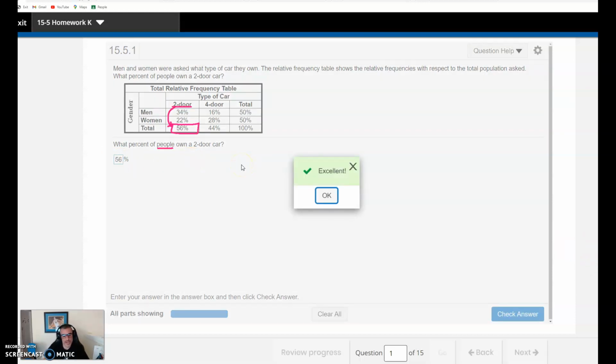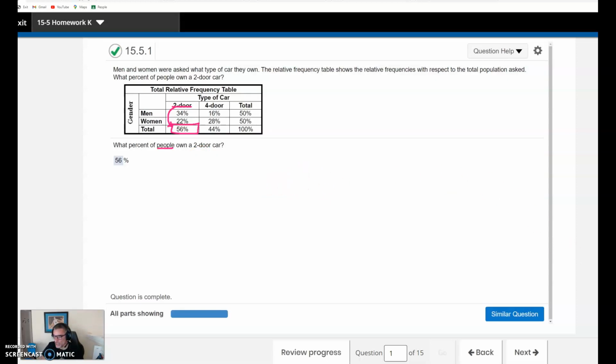So some of the questions are that easy. Not all of them, but there are a bunch that are really just, hey, can you look at this and identify the correct number? All right, let's move ahead here. I'm going to take a look at number 4.